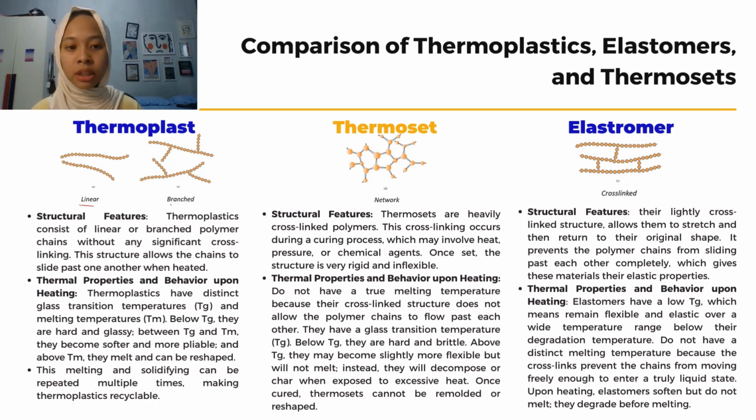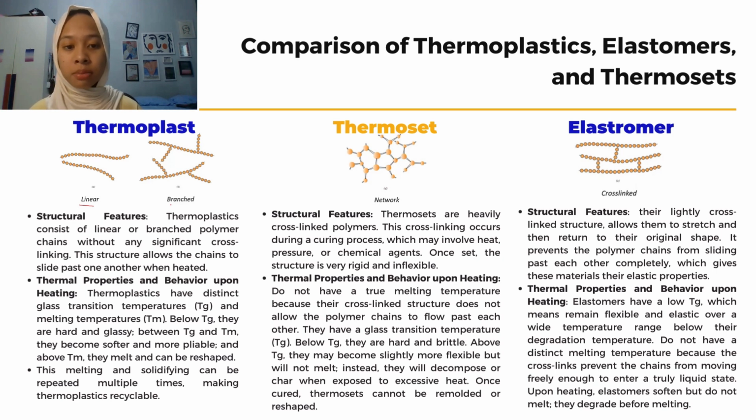For thermoset, in structural feature, thermosets are heavily cross-linked polymers. This cross-linking occurs during a curing process which may involve heat, pressure, or chemical agents. Once set, the structure is very rigid and inflexible.